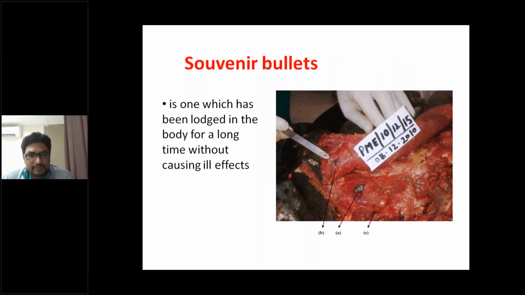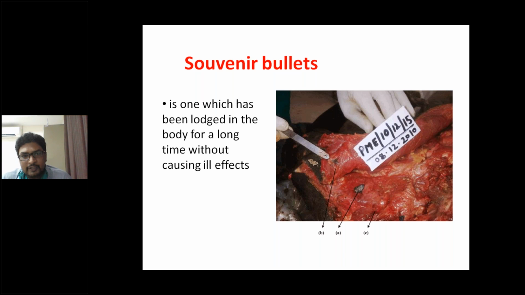Next one is souvenir bullets. A souvenir bullet is one which has been lodged in the body for a long time without causing ill effects. Not every bullet that has been shot into the human body needs to be removed, because some of the bullets or pellets will be lodging inside the bone or inside an area where it cannot be reached by the normal inflammatory response. So they will be lodging there, and they will not be affected by the bullet surviving there inside the body.